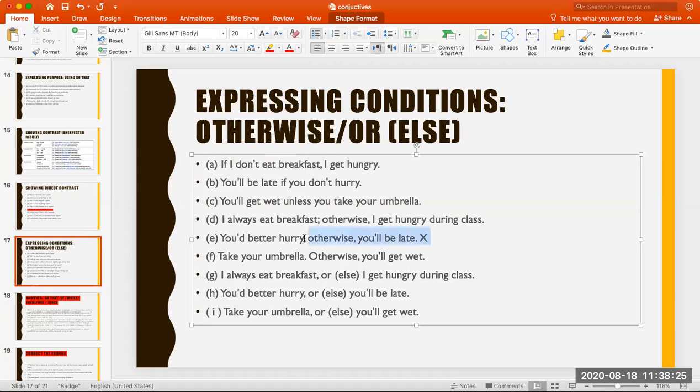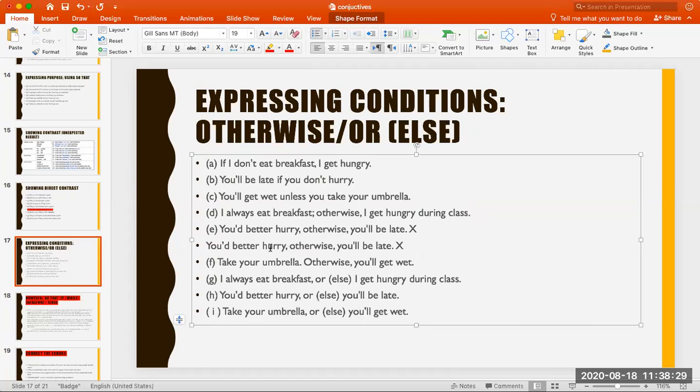If you want to fix it, there are many ways actually. No comma: semicolon, or full stop and capital like this one. Take your umbrella, otherwise you will get wet. I always eat breakfast, or I get hungry during class, or else. This is for warning also, otherwise. You'd better hurry, or you will be late, or else you will be late.